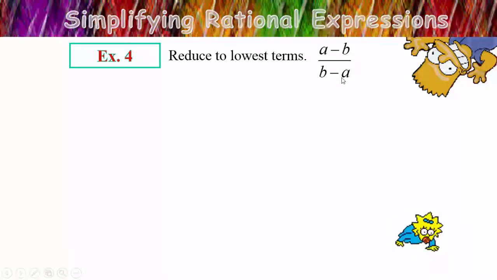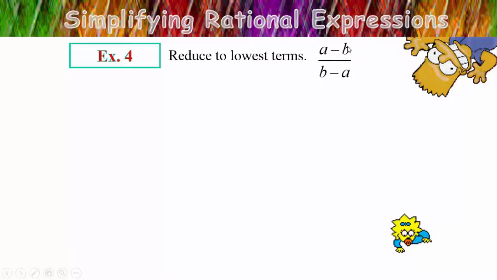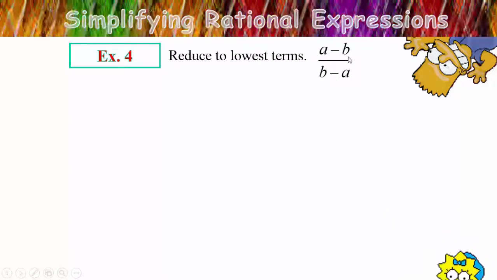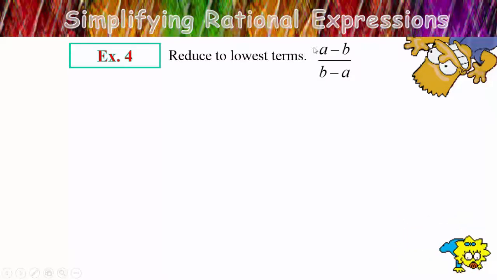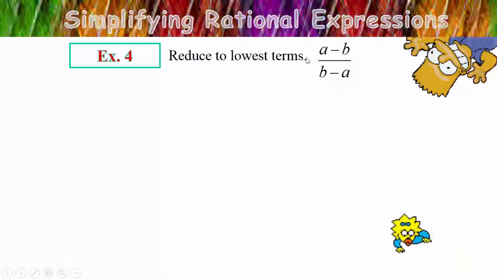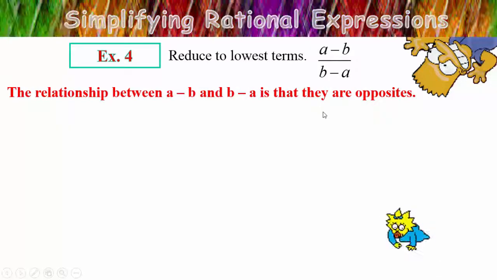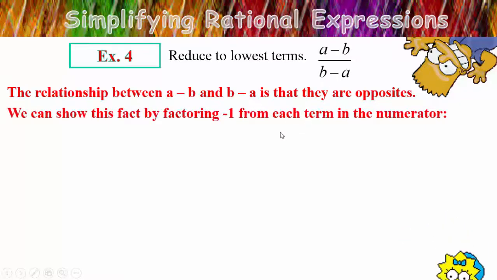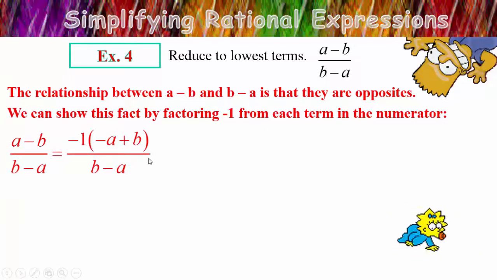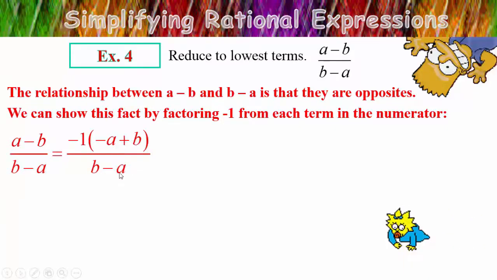But yes, we can. Because we can see that if we pull out from here a -1, we'll get negative, and then bracket, negative A plus B. So that means they're opposites. So we factor out the -1, and just like I said, here we get a negative A plus B on the top, and there we have the B minus A.